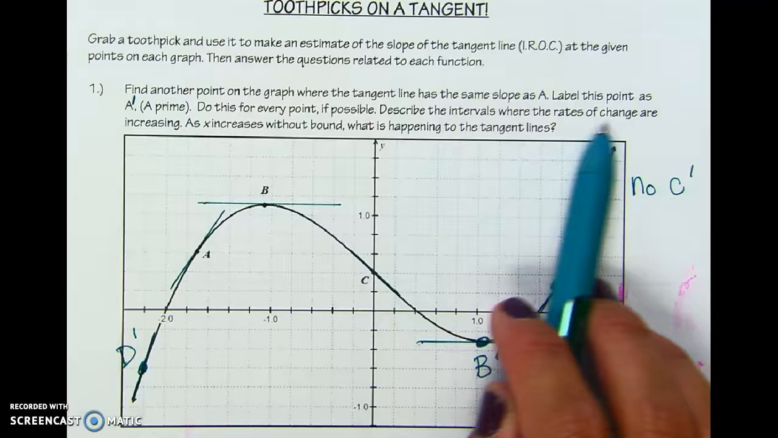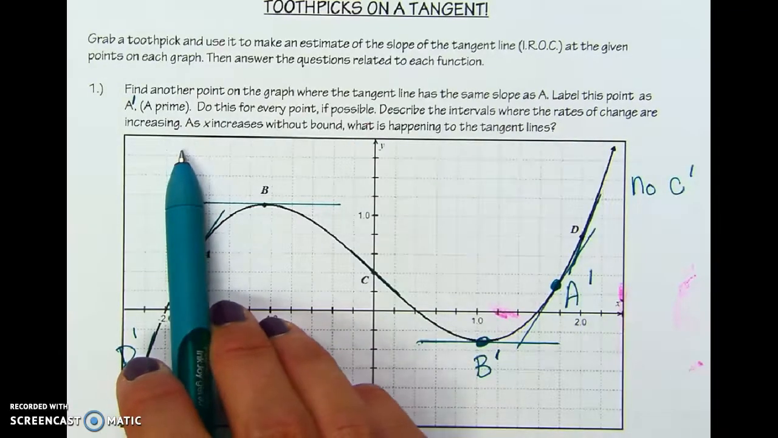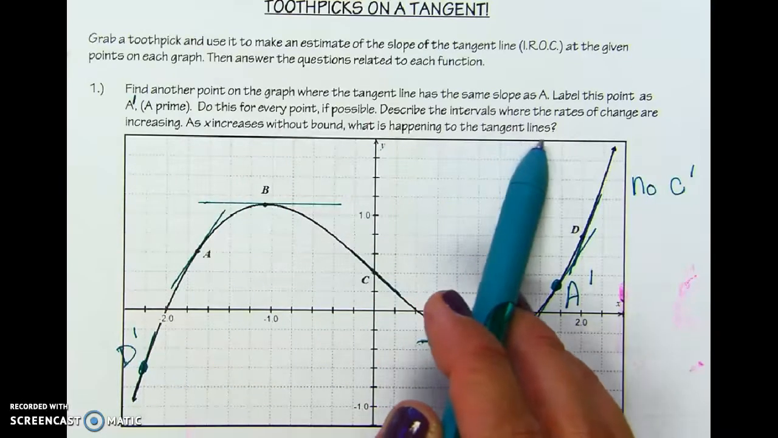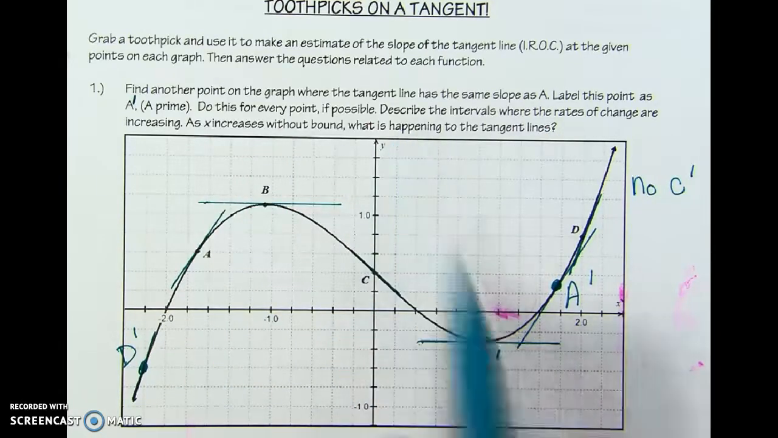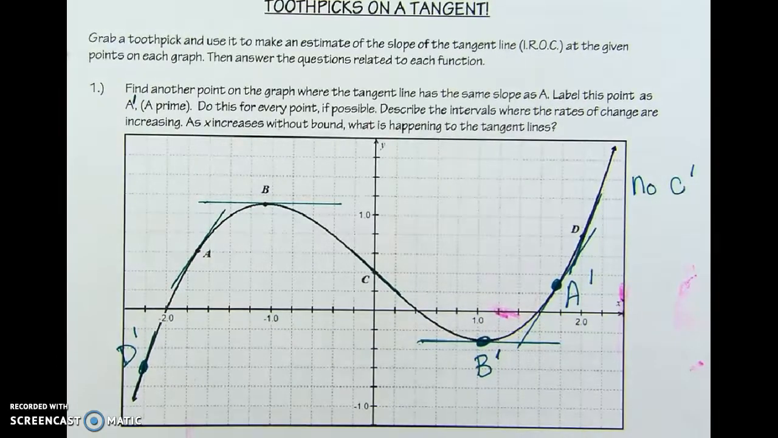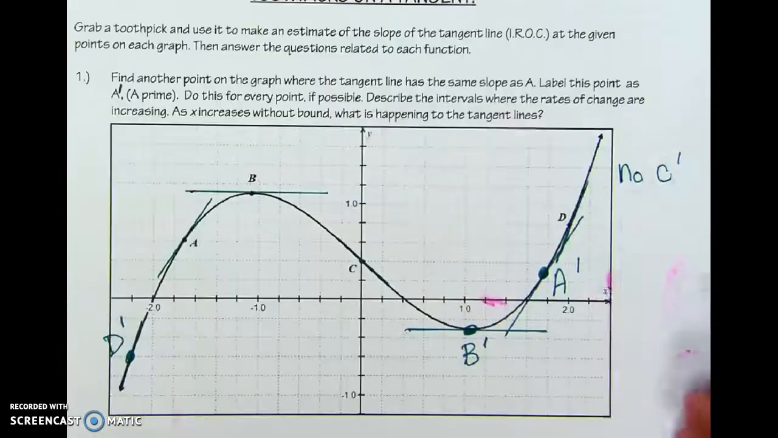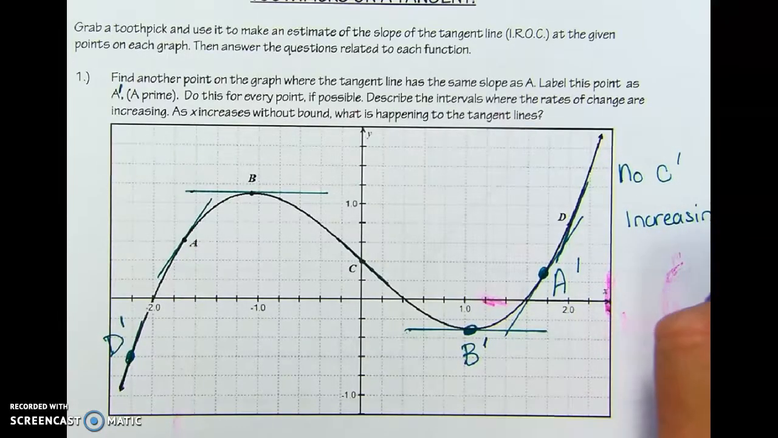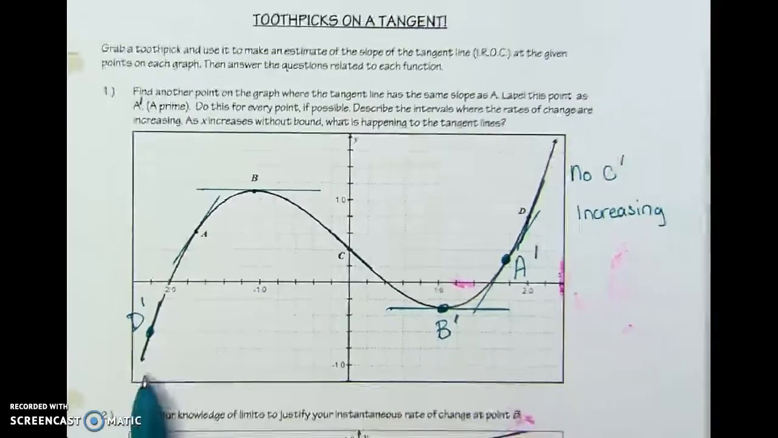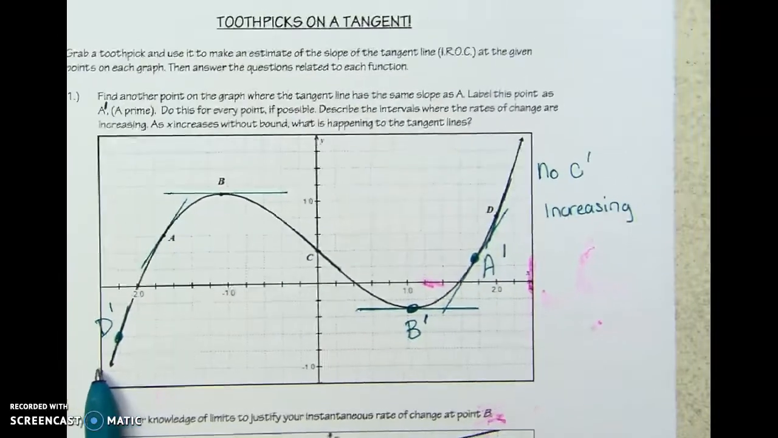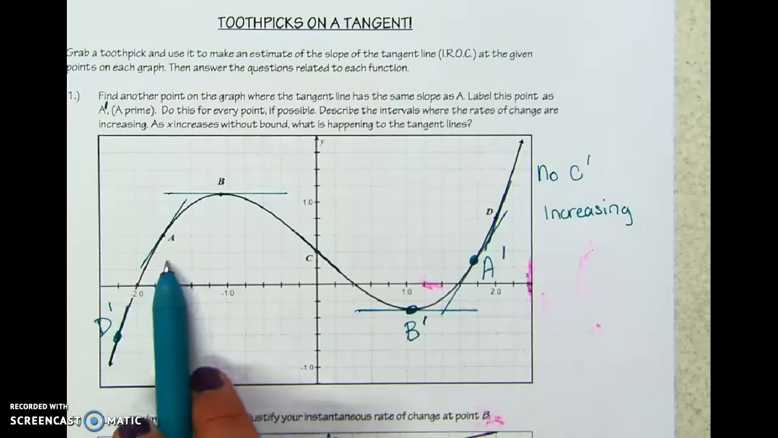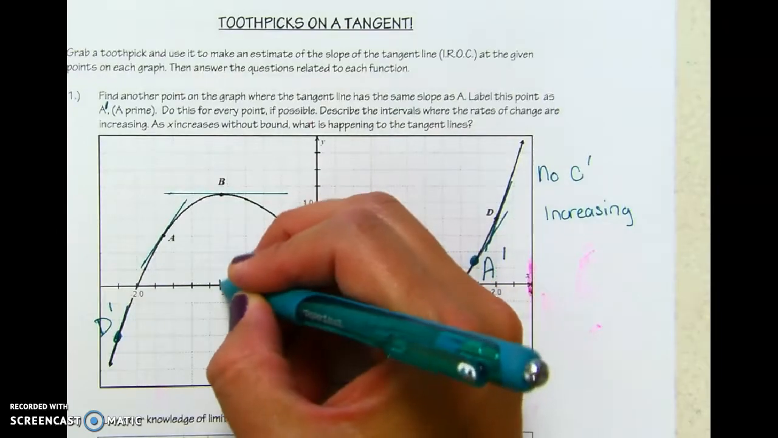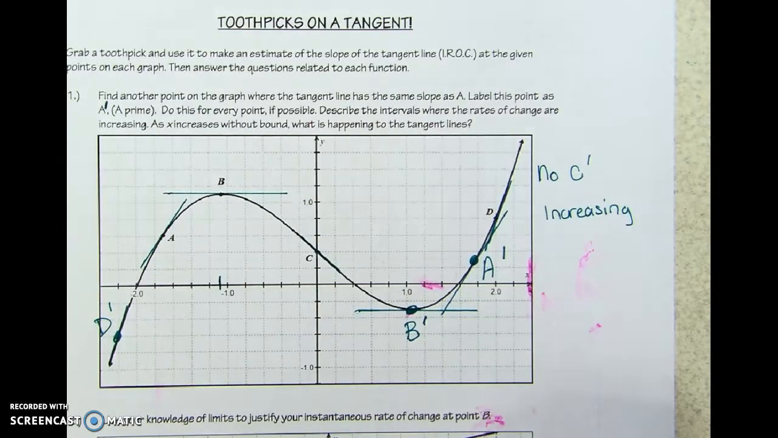Describe the intervals where the rates of change are increasing as x increases without bound. What is happening to the tangent lines? So what the heck happened, where did all this pink come from? I guess from my hand. So where is this graph increasing? Let's start at negative infinity. Is it increasing from negative infinity until we get to where? To B. Should we use x value? I don't know what the number is.